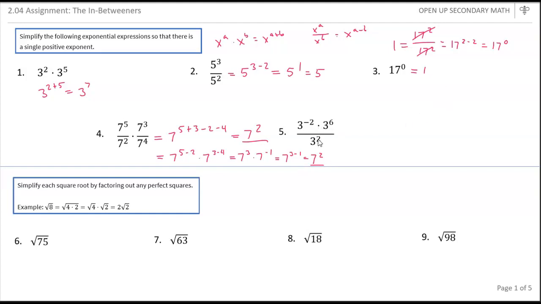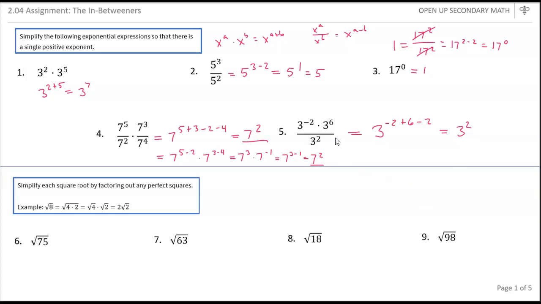Okay, so for number 5, we're going to do the same process. We just have to keep in mind we've got a negative on the top here. So we're going to take the same base. We have the same common base of 3. We add the exponents because we're multiplying here. So negative 2 plus 6, and then we subtract the one we're dividing by. So we subtract 2. Negative 2 plus 6 is positive 4. Minus 2 is positive 2. This will be 3 squared.